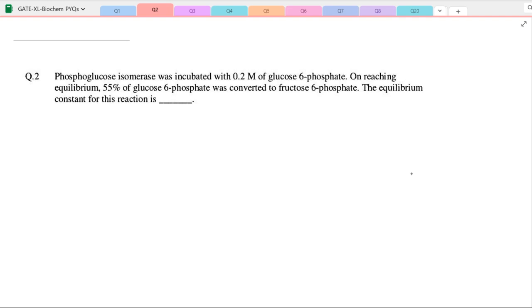Phosphoglucose isomerase was incubated with 0.2 molar of glucose 6-phosphate. On reaching equilibrium, 55% of glucose 6-phosphate was converted to fructose 6-phosphate. The equilibrium constant for this reaction is, so first let's write the reaction. Here we have glucose 6-phosphate, let me write it as G6P, getting converted to fructose 6-phosphate, let me write it as F6P. And the enzyme that is doing this is phosphoglucose isomerase.